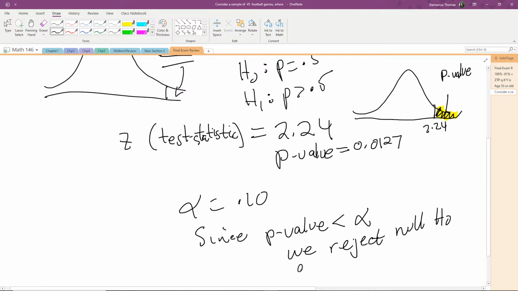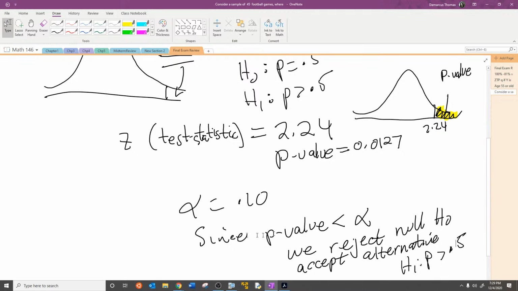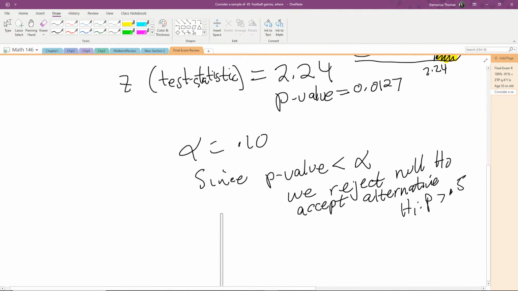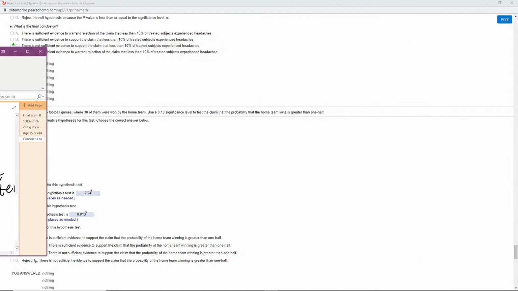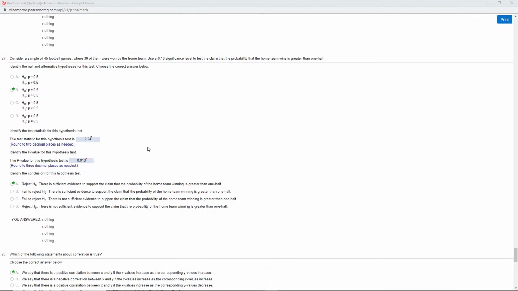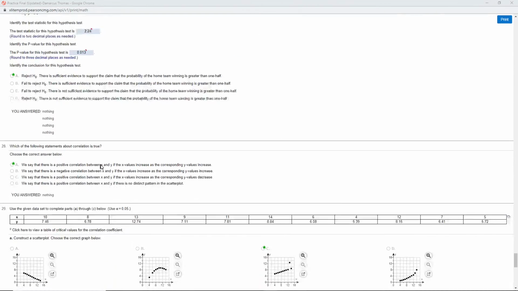We get to accept the alternative. And the alternative is that the population proportion is greater than 0.5. And then it just goes on from there. I mean, you answer the rest of the questions, you reject, and so on and so forth.